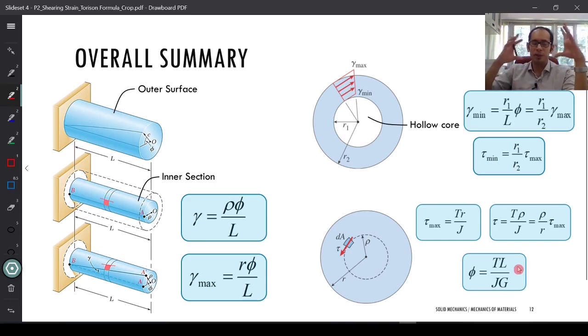Now that we have all these different formulas, all these different skills which we just learned, next we are going to look at an application example.